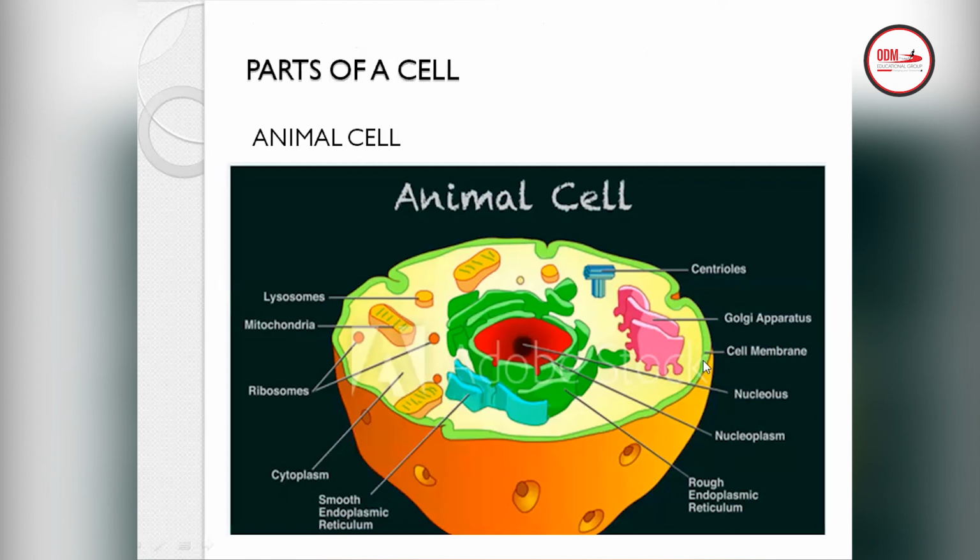So they are flexible, they are made up of phospholipids, and also some proteins are embedded into it. Then this one is the cytoplasm part. Actually, this total is protoplasm. Nucleus plus cytoplasm is the protoplasm, which is the living component of the cell, and this one is the cytoplasm.